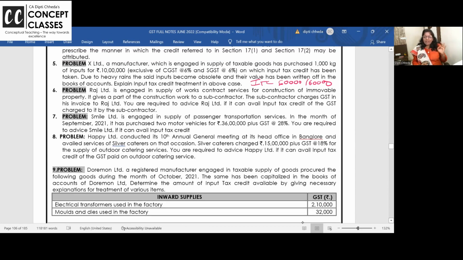Raj Limited, one-liner question for MCQs. Raj Limited is engaged in supply of works contract service for construction of immovable property. It gives a part of the construction work to a subcontractor. Subcontractor charges GST in his invoice to Raj Limited. You are required to advise Raj Limited if it can avail ITC of the GST charged to it by the subcontractor. Answer is yes.